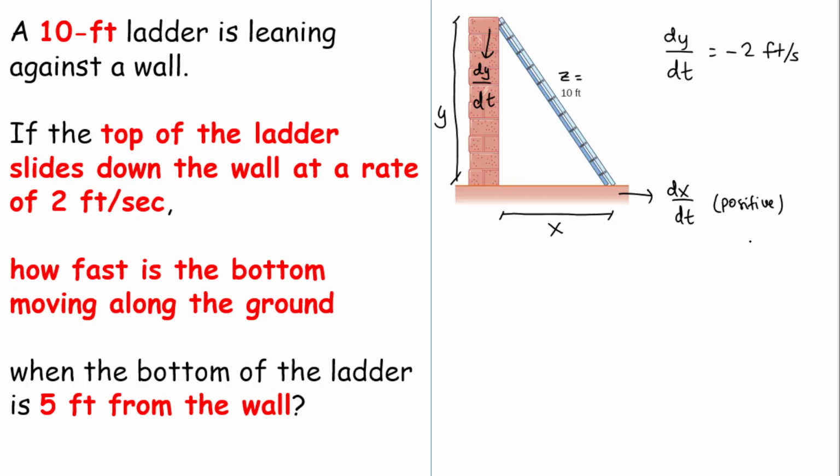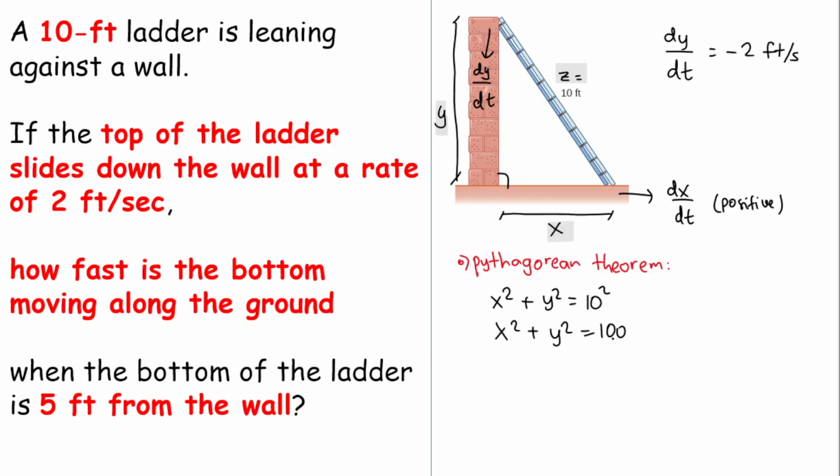Okay. And then what else can we have from here? We need to find the relationship between x, y, and z. Because this is a right angle triangle, the wall and the floor forming a right angle, and the ladder is the hypotenuse, we can just use the Pythagorean theorem. Let's do that. We know that x squared plus y squared is equal to 10 squared, or I can rewrite that as x squared plus y squared is equal to 100.